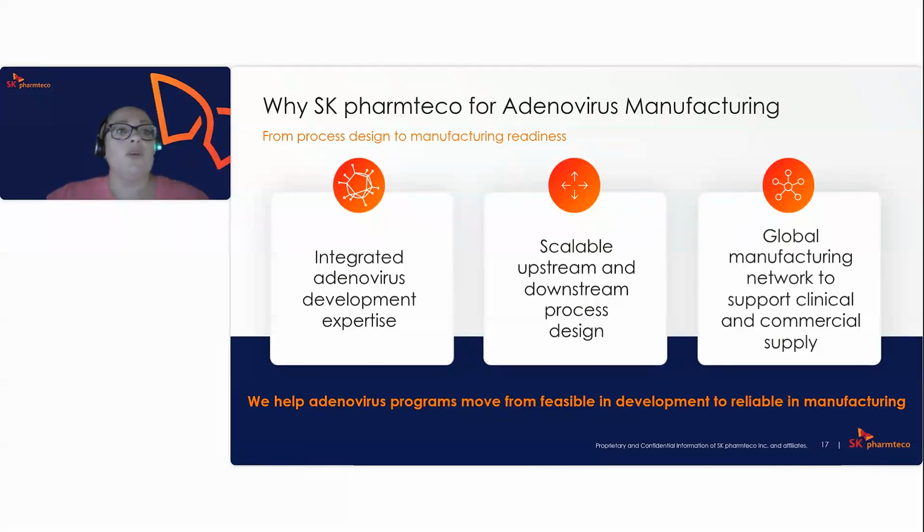So this is further supported by our global manufacturing network designed to meet the needs of both clinical and commercial supply. And ultimately, the goal is to help adenovirus programs transition from being feasible in an early development setting to becoming reliable and robust in a manufacturing environment.